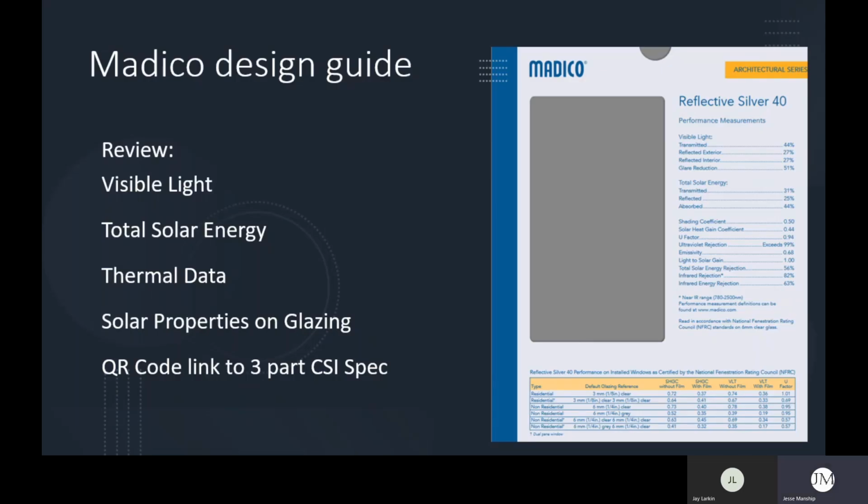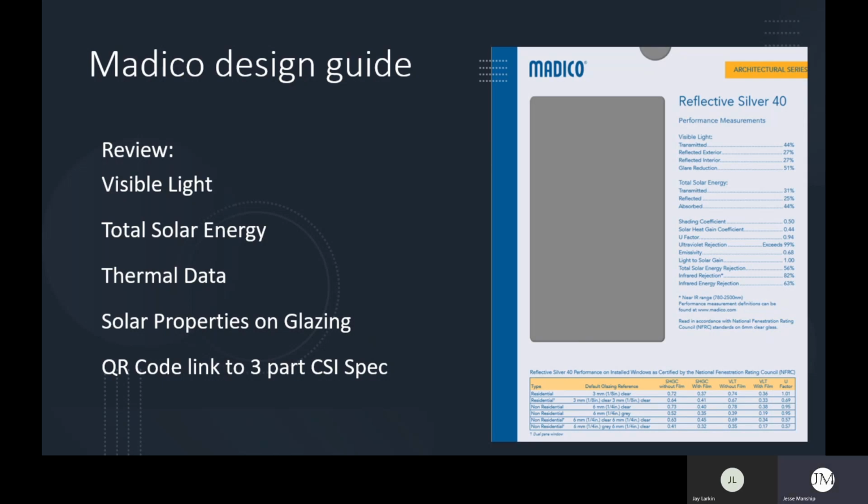On the back page of our design guides, we list the properties that we've reviewed in the prior 2 trainings. We can start with the visible light. We list the amount of light that is transmitted, reflected off of both the interior and the exterior surfaces of the glass. And from the visible light, we can calculate the glare reduction.